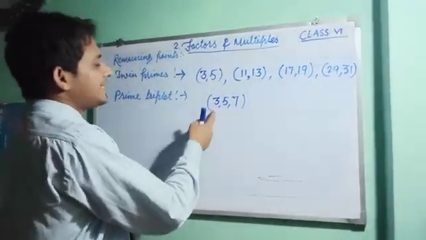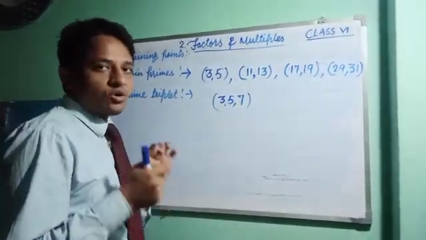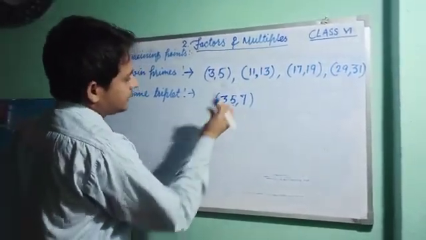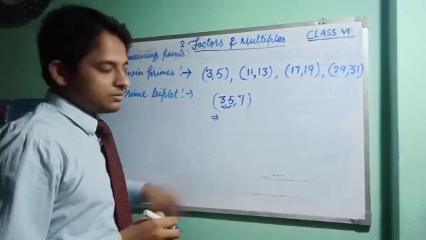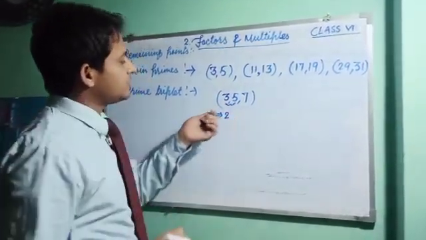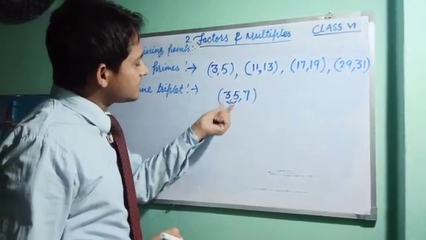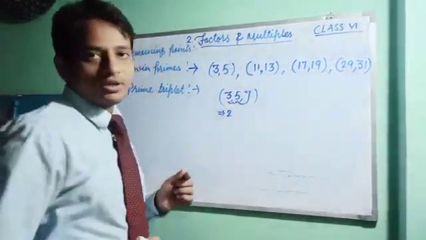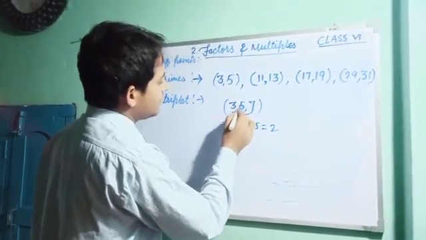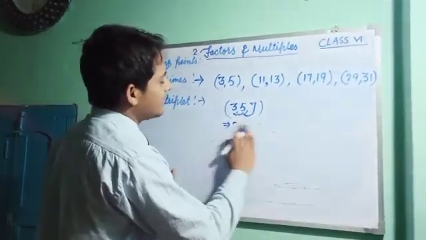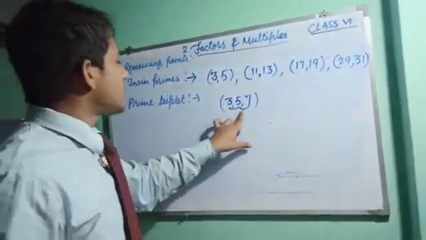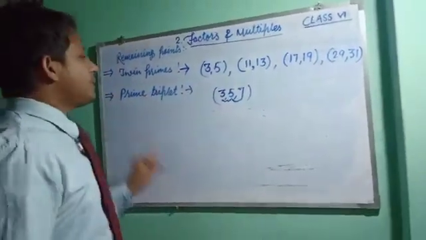See the example, 3, 5 and 7 is the only prime triplet. Why? Because every two consecutive numbers, 3 and 5, differ by 2. That means the difference between every two consecutive numbers is 2. 7 minus 5 becomes 2, 5 minus 3 becomes 2. So this is the only set of three consecutive prime numbers, and this is called a prime triplet.